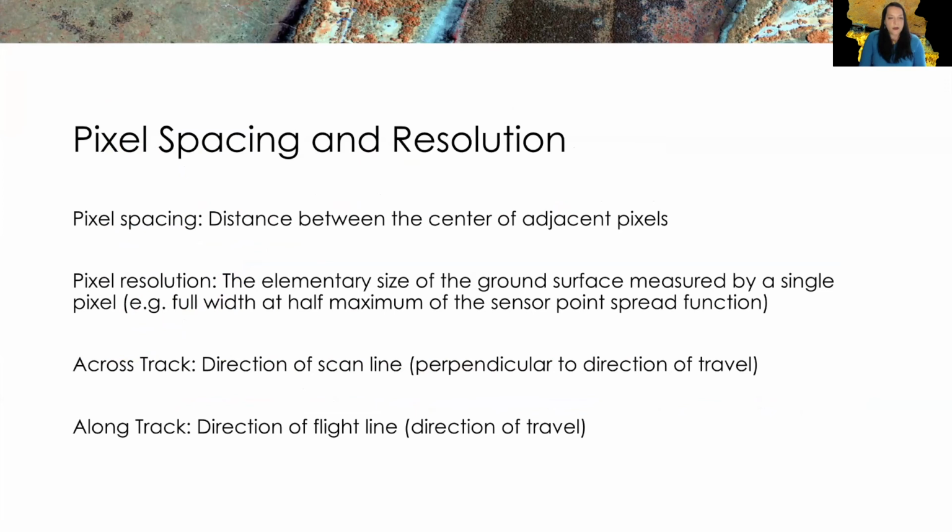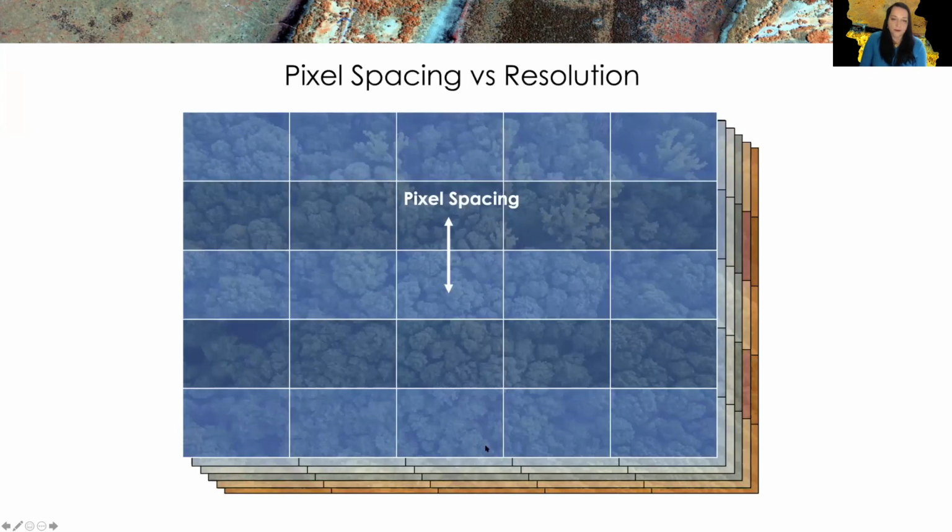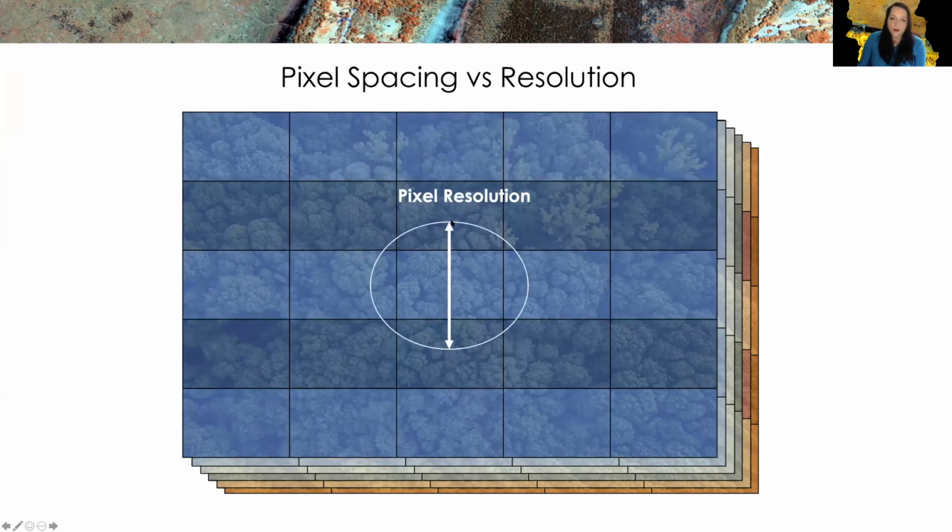And the last point I'd like to make is a difference here between pixel spacing and resolution. In this case, pixel spacing is the distance between the centers of adjacent pixels. The resolution here is the full width half max of the point spread function, and Deep will talk about this in detail coming up. And the across track direction is perpendicular to the direction of travel, and the along track is in the direction of travel. So visually, here's an example that Deep put together where the pixel spacing would be from the ends of the two arrows, that distance, and the resolution would be, in this case, the full width half max of the point spread function.